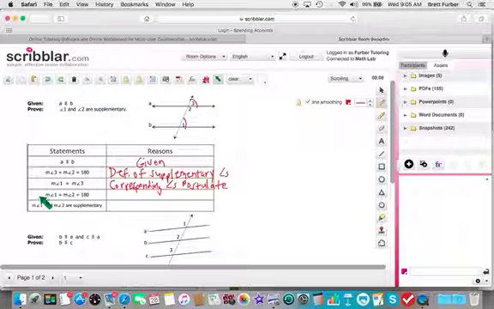So that means that you're going to have to base this off of a previous step. And in this case, it's going to go with both this step here and this step here. If you look at this second statement here, the measure of angle 3 plus the measure of angle 2 equals 180. And then you look at this, the measure of angle 1 plus the measure of angle 2 equals 180.